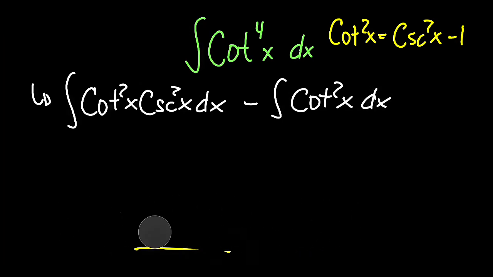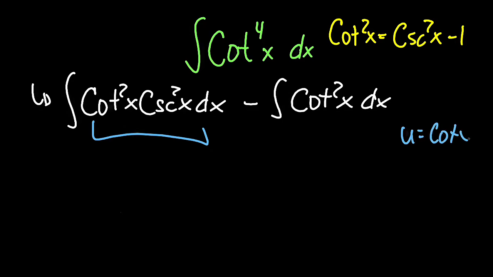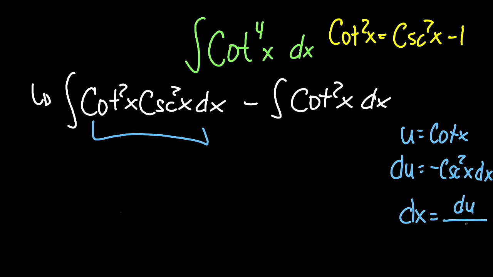Now that we have this one, we can now focus on the first one. Let u here, in this case, be cotangent of x. And the derivative of a cotangent of x would be equal to negative cosecant squared of x multiplied by dx since it is with respect to x. And what we need here would be to isolate dx in order to replace it in here. So dx right here would be equal to du over negative cosecant squared of x.